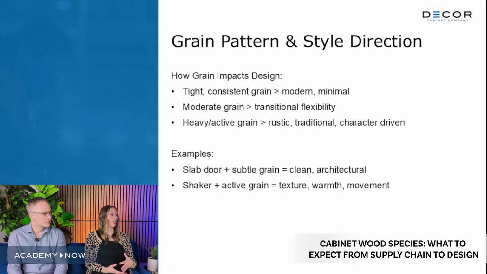Jasmine, can you talk about grain pattern and what to look for? Definitely. Grain pattern can really impact design. A tight, consistent grain will look more modern and minimal. Moderate grain has more transitional flexibility, where heavy and active grain will look more rustic or traditional. For example, a slab door with a really subtle grain, like white rift oak, could look really clean and architectural, where a shaker style or more decorative door style with active grain will give you a lot more texture, warmth and movement, but might lean more transitional or traditional.